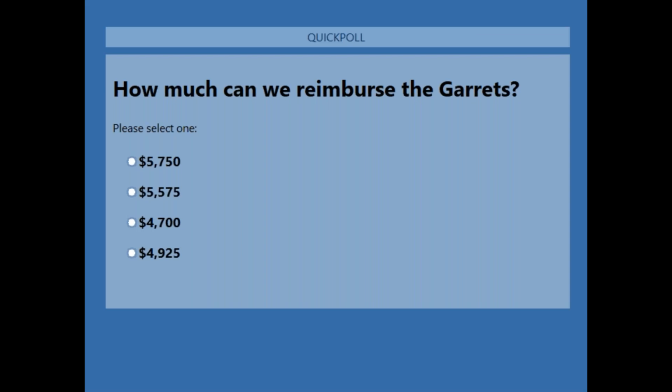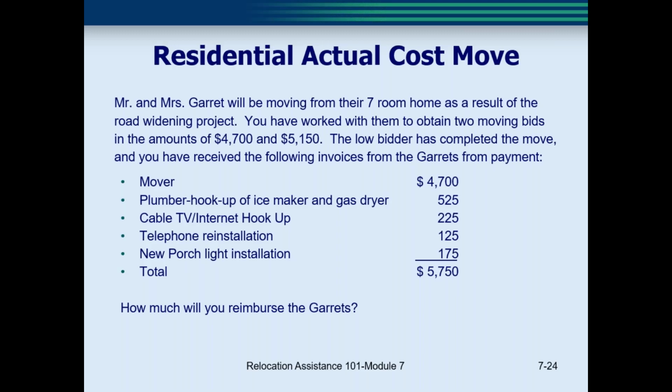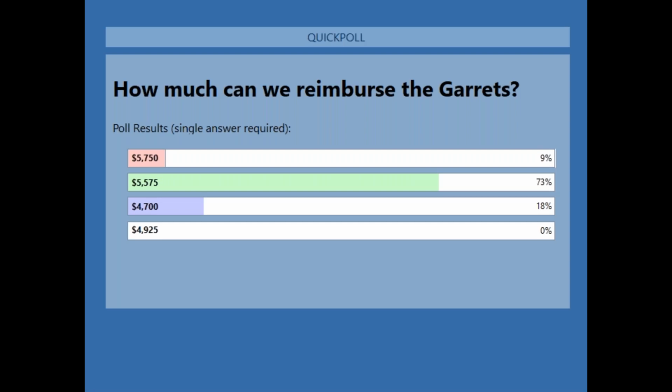People are voting quickly. I'd say they're getting the hang of this. All right, here we go. We've got 80% responded. I'm going to go ahead and close this out, and we'll share the responses. We had 73% of your participants choose 5,575, 18% chose 4,700, and 9% chose 5,750.